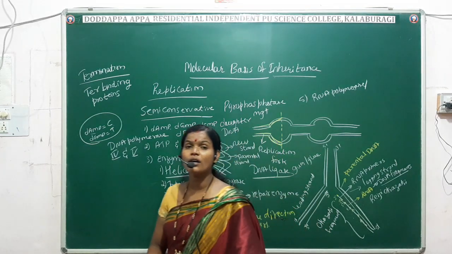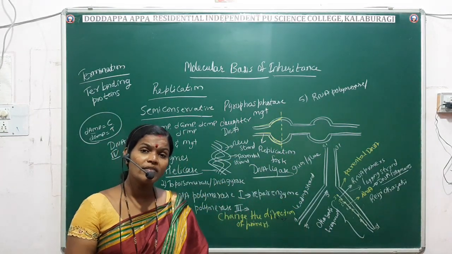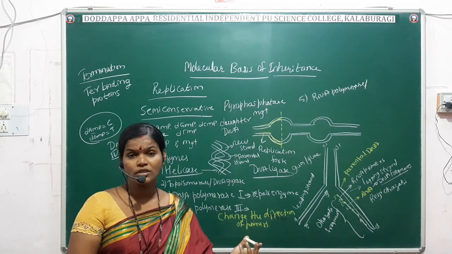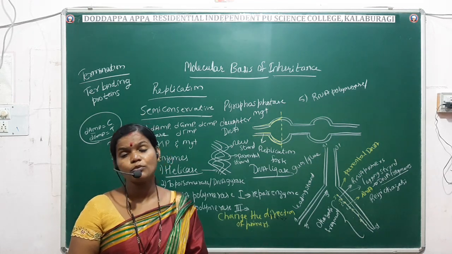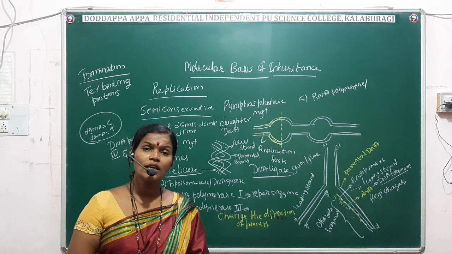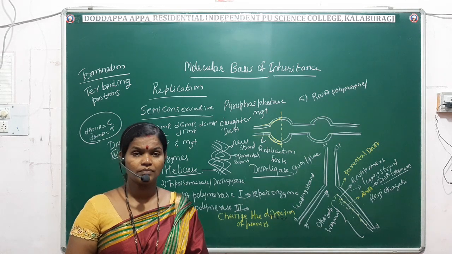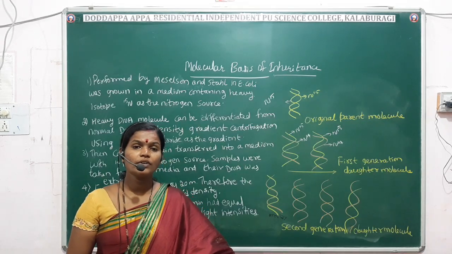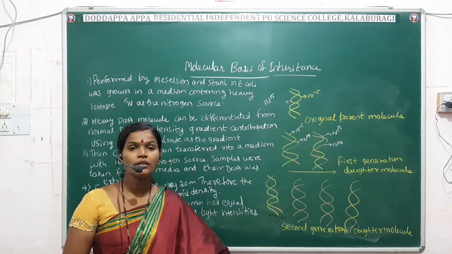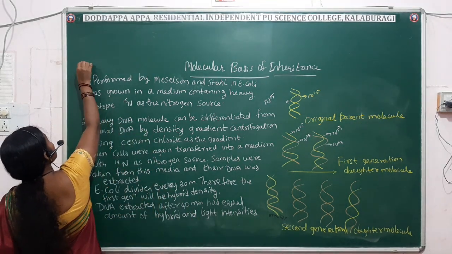So this completes your semi-conservative replication. Okay, hopefully you have understood the complete process here. The next concept we are going to see is the experimental proof for DNA replication, or semi-conservative replication. Well, here students, we are going to see the experimental proof for semi-conservative replication. What are we going to see here?